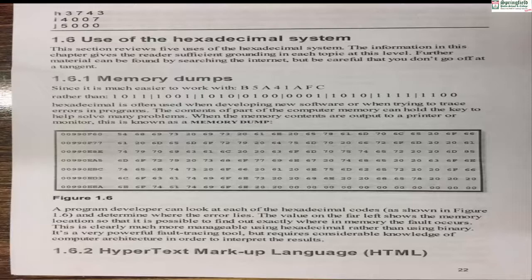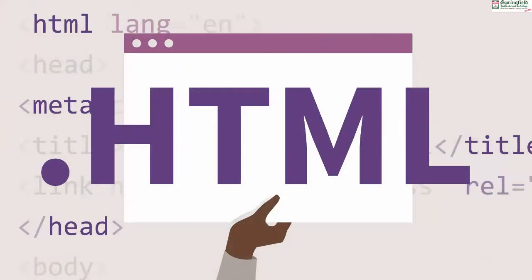Now the next topic is memory dump. Since it is much easier to work with B5A41AFC rather than 10000 and so on, hexadecimal is often used when developing new software or when trying to trace errors in a program. The content of part of computer memory can hold the key to solving many problems, and when the memory contents are output to a printer or a monitor, this is known as a memory dump.